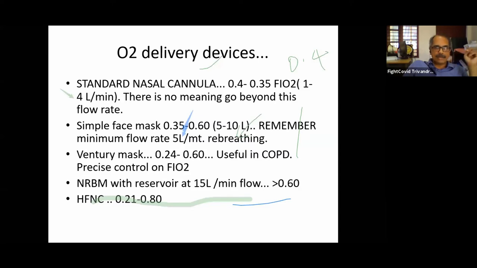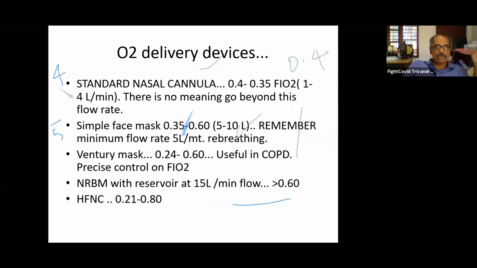And another oxygen delivery device is the venturi mask. The advantage of a venturi mask is that we can precisely control the FiO2. FiO2 varies from 24% to 60%, that means 0.24 to 0.60. This kind of device is especially useful when you are treating a COPD patient, because precise control of FiO2 can be ensured when we are using a venturi mask. That is the advantage of a venturi mask.